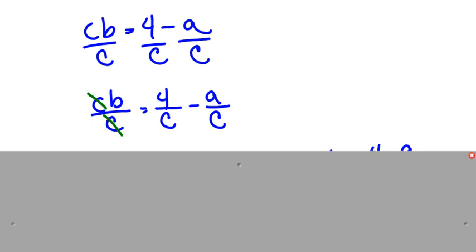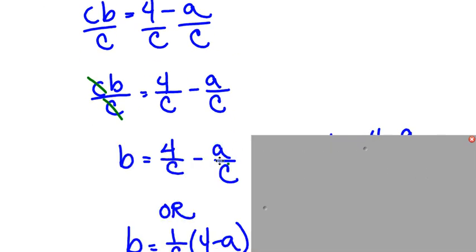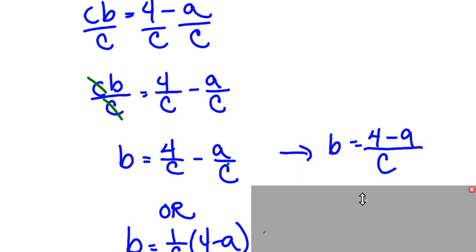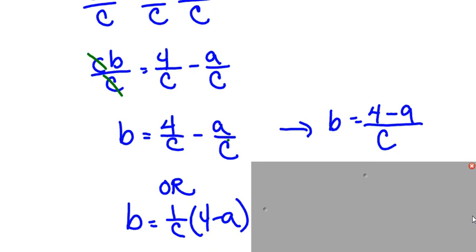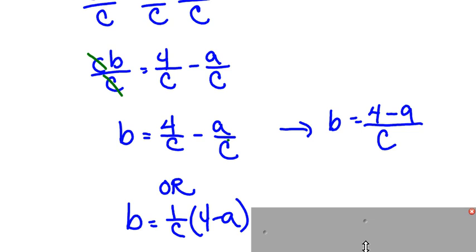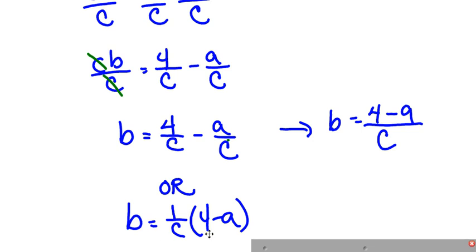Now, like we did before, we also could say that since they have the same denominator, we could write them as one fraction. B equals 4 minus A over C. Or, to get even more simplified, we could factor out that dividing by C or multiplying by 1 over C times 4 minus A. Again, all of these are equivalent formats of the same result. This is the most simplified, but again, they're all saying the same thing.